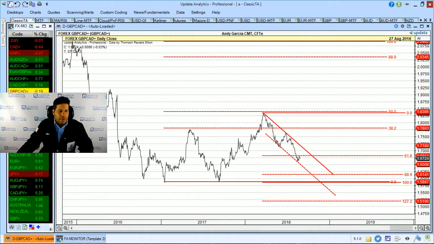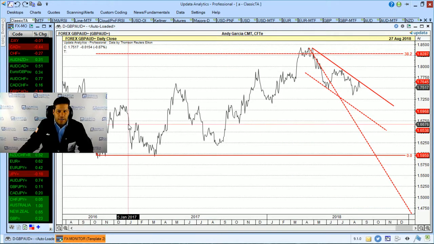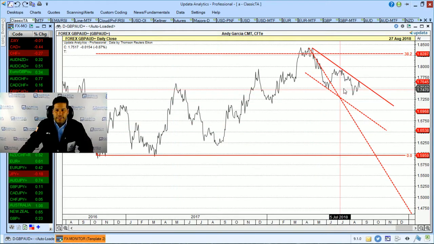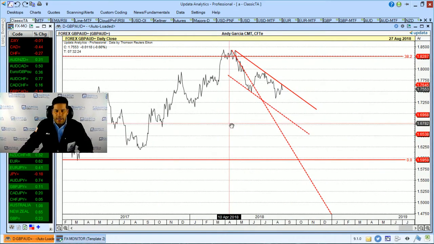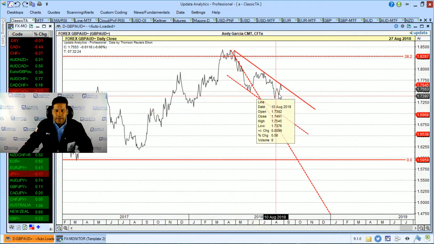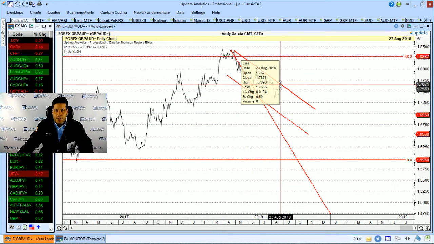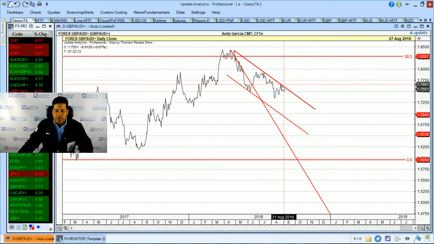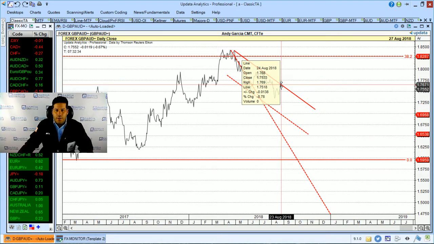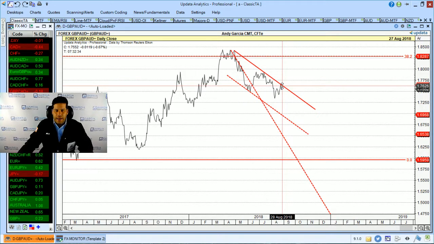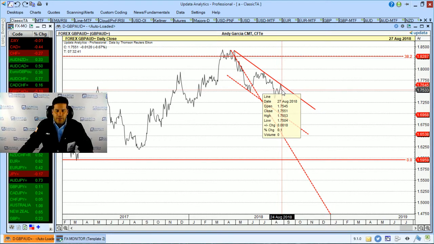Okay, so taking a look at the pound Aussie. The pound Aussie is coming off of this upper boundary of the channel line. I like this for more downside here, assuming that we can stay below this high at 176.71. Alright, so you can notice here that the market was able to come up to the upper boundary of this channel, and now we're actually respecting it, pushing lower.